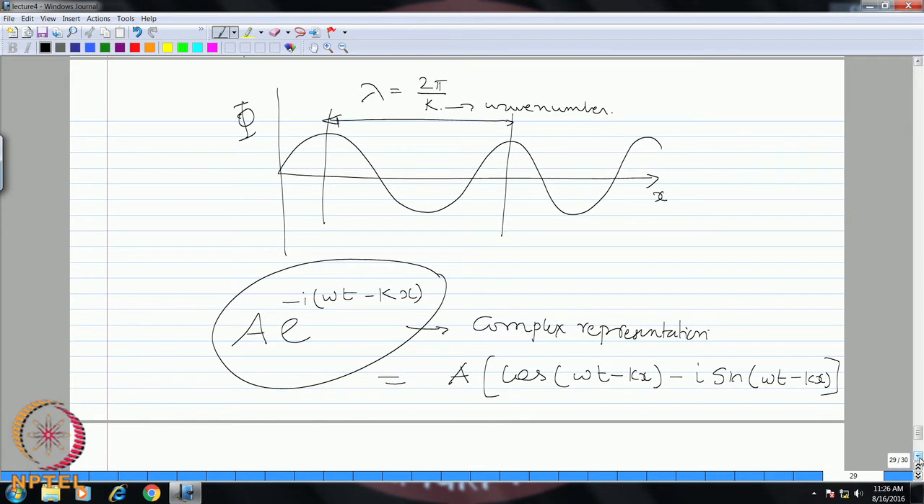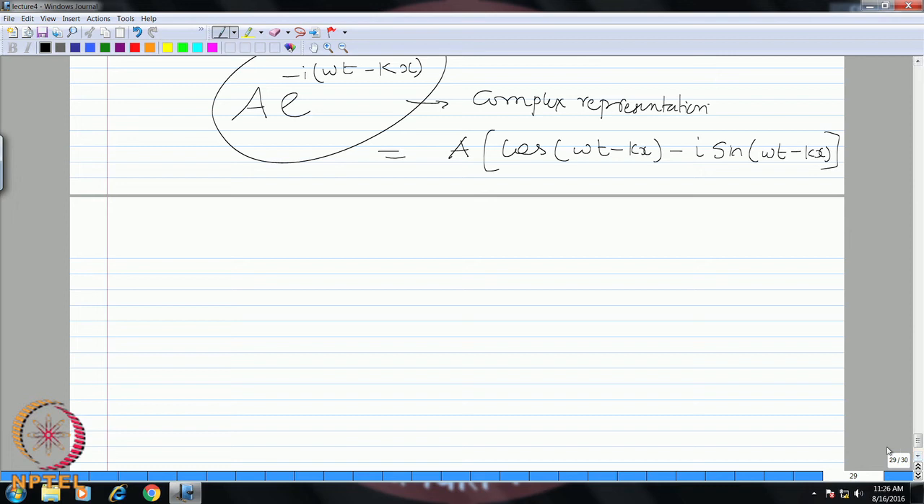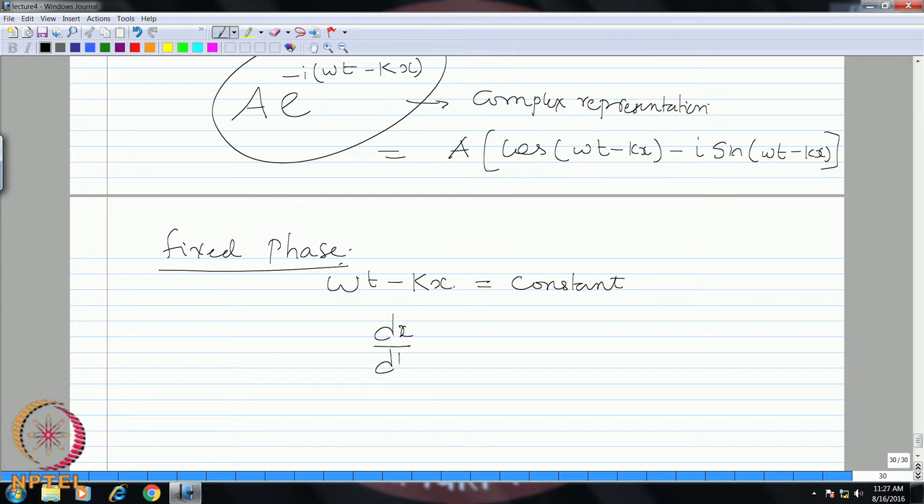Okay. So, now if you therefore look at this particular term, omega t minus k x, okay. So, for a fixed phase, that means a wave with a fixed phase will have the value of omega t minus k x equal to a constant typically. Okay. So, therefore, if you differentiate this, what do you get? What will be dx by dt? What do you get? Omega upon k.